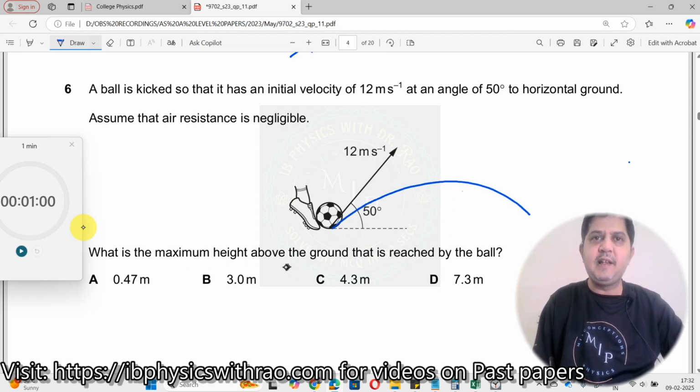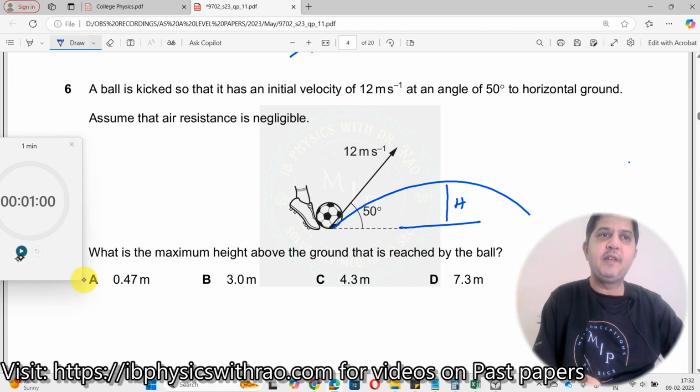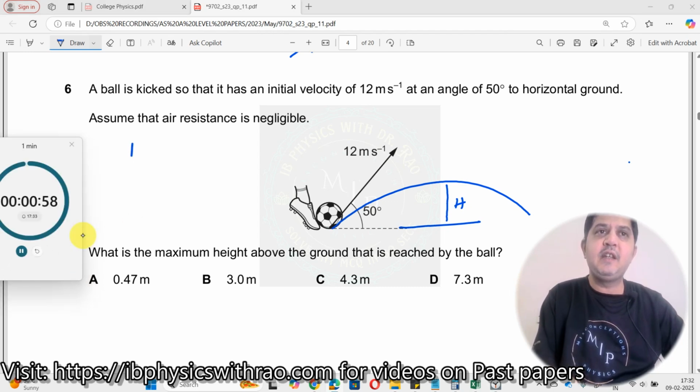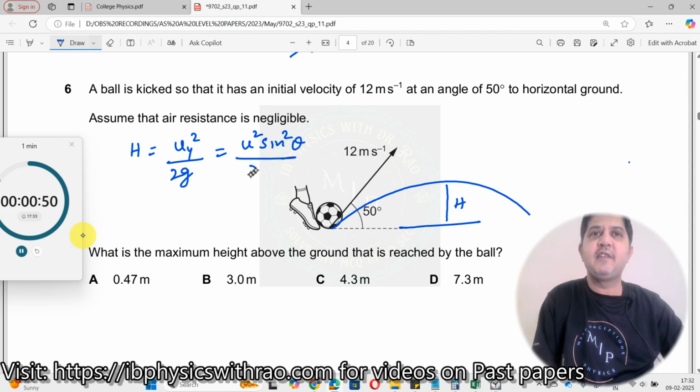It will describe a projectile motion. What is the maximum height above the ground that is reached by the ball? So what is the maximum height? You need to find out this value of h. How do I find the value of h? So I find out the value of h using the formula h is equal to uy square divided by 2g, which is nothing but u square sine square theta divided by 2g.